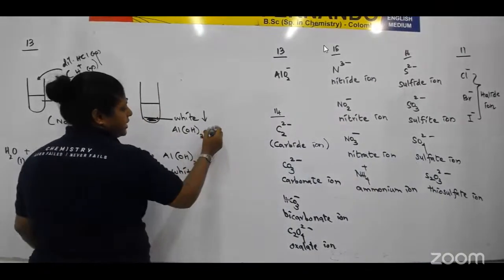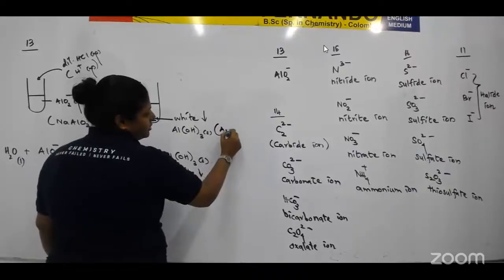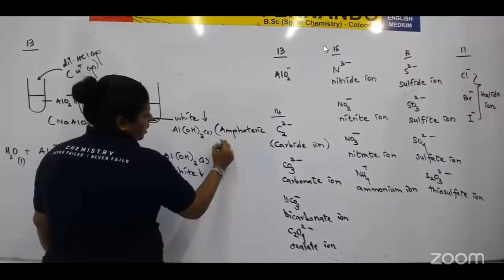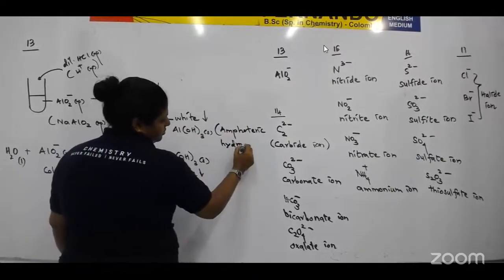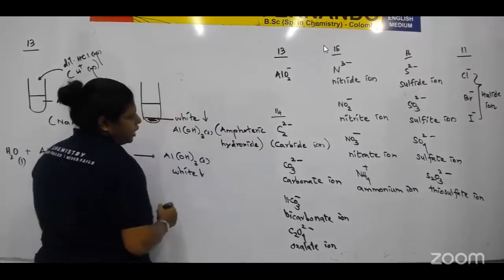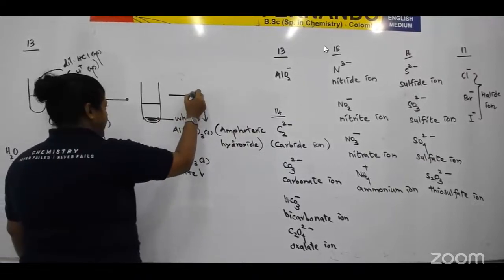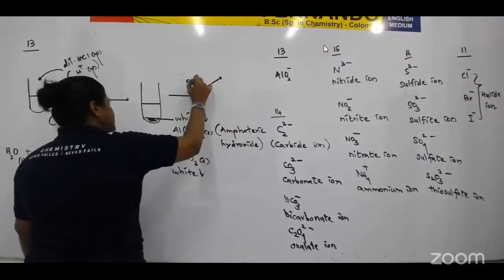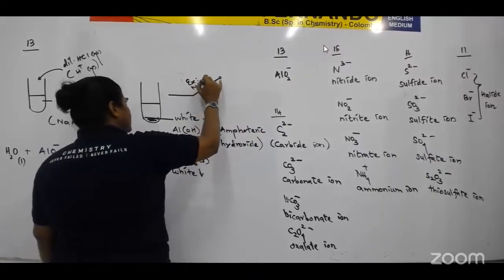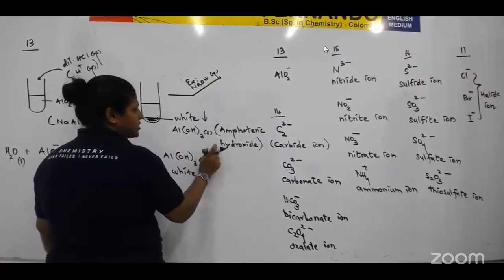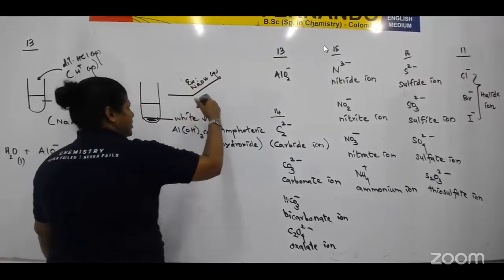Aluminium hydroxide is amphoteric. Amphoteric hydroxide. So when we add excess sodium hydroxide to the amphoteric hydroxide, it will dissolve.